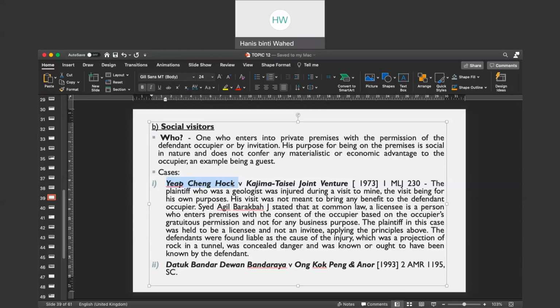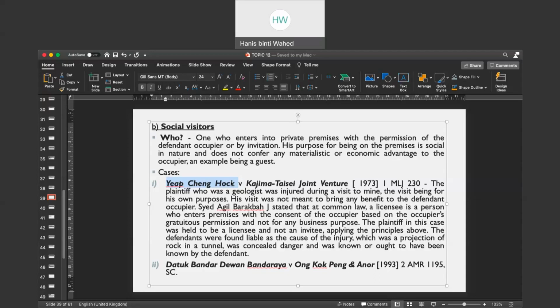And because the defendant dalam kes ini was negligent for failure untuk warn the plaintiff of the concealed danger that was known to him, it fulfilled both the factors that we've discussed just now, and because of that, the defendant dalam kes ini, the occupier, was held to owe a duty of care towards the plaintiff.